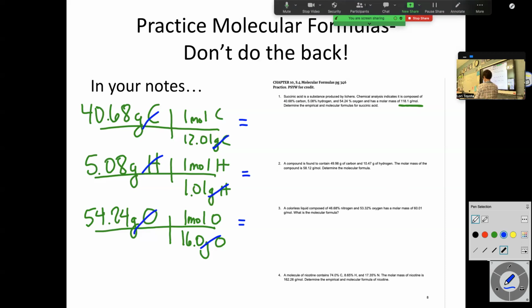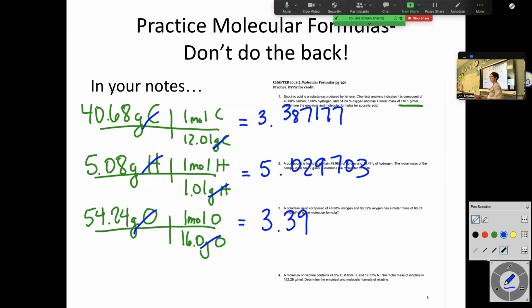So 40.68 divided by 12.01 is 3.387177. 5.08 divided by 1.01, and I got 5.02970. Why am I using such big numbers? Well, I'm writing down all the sig figs that I can to get a better answer.